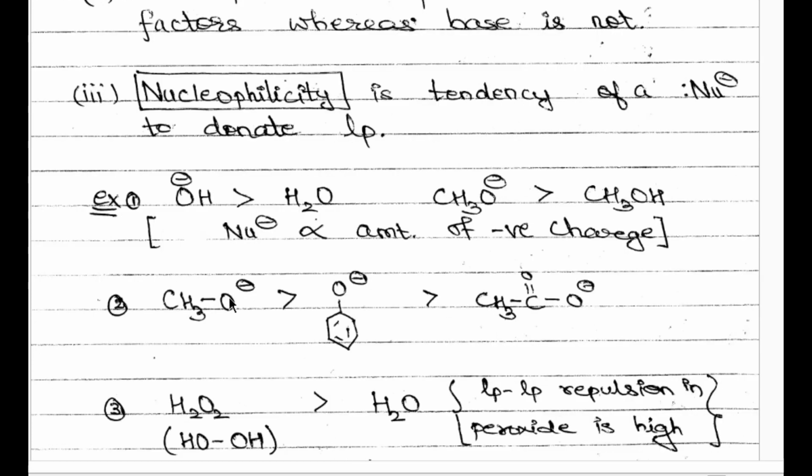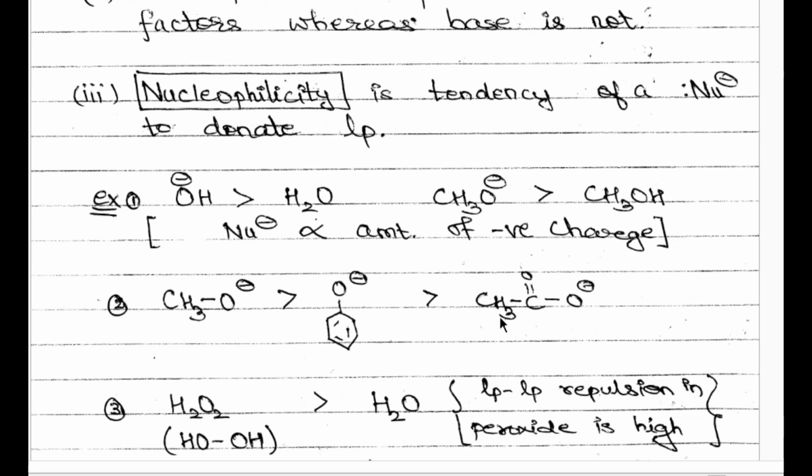Next is a very important comparison: methoxide, phenoxide, and acetate ion. If I talk about their corresponding acids, first I'll compare basicity, then I'll come to nucleophilicity and we will see whether it parallels or not. Methoxide is the conjugate base of methanol. Phenoxide is the conjugate base of phenol. Acetate is the conjugate base of acetic acid.